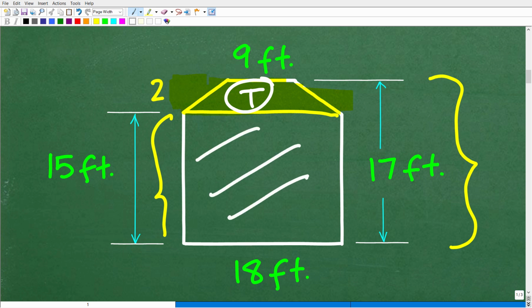Well, we have a lovely rectangle, and we know the dimensions of this rectangle. It's 15 by 18. So the key to doing this problem is splitting this figure in the right way, and then of course, getting the right formulas to calculate the area.